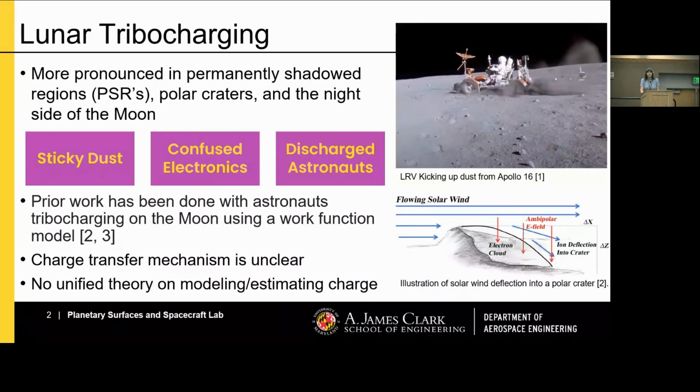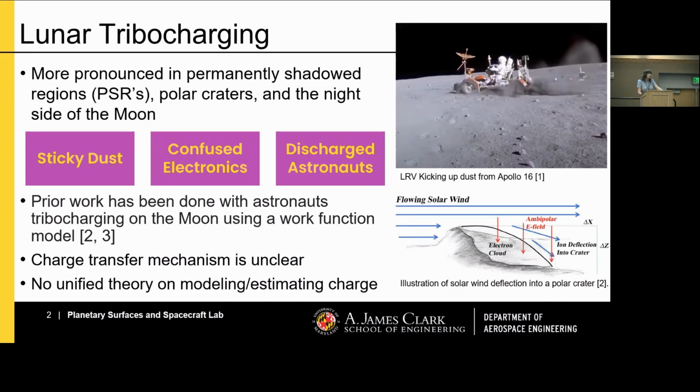There we go. Okay. Tribocharging is a process where materials come into contact with each other and then transfer charge when they contact. This effect is more pronounced in the permanently shadowed regions, polar craters, and the night side of the moon. Charged dust can stick to spacesuits and surface assets and cause degradation and damage to equipment. The charge can also be harmful to sensitive electronics, and accumulated charge poses an electrostatic discharge risk to astronauts.